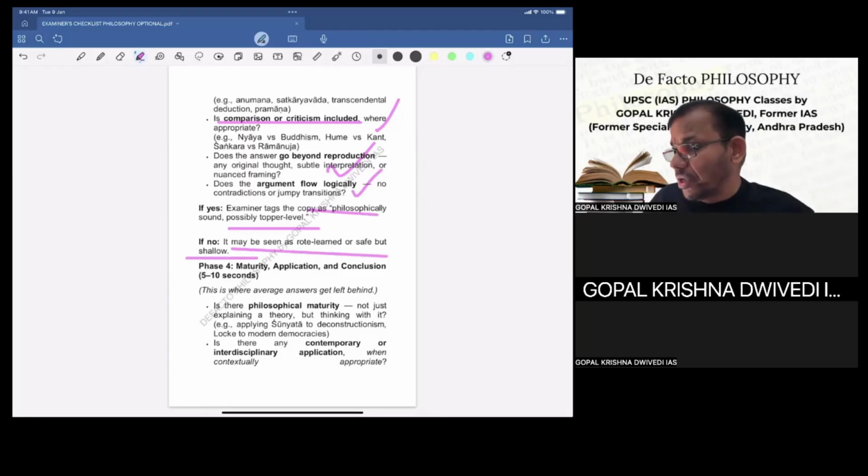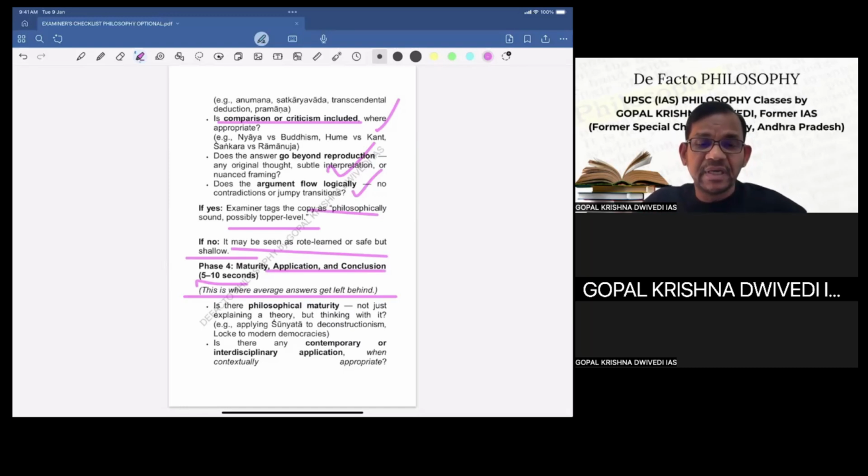Now in phase 4, he is going to see maturity, application, and conclusion. He may spend about 5 to 10 seconds on this. So in total, he will be spending 2 to 3 minutes, as you have seen already. This is where average answers get left behind, because in the 3rd phase most of the answers are exhausted. In the 4th phase, only a few answers remain. In philosophy, about 600 to 700 students appear, and maybe 10% or even 5%, about 35 to 50 answer sheets, will go in this category, and there this 4th phase will be evaluated.